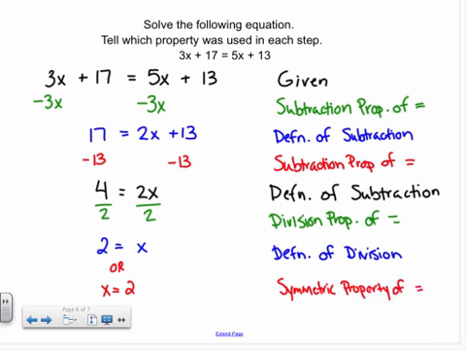It takes quite a bit more time and effort to make note of every property that you're using along the way, but it's important to realize that someone somewhere has justified every step you take to solve these problems. You're following the rules of math and you probably didn't even know it.